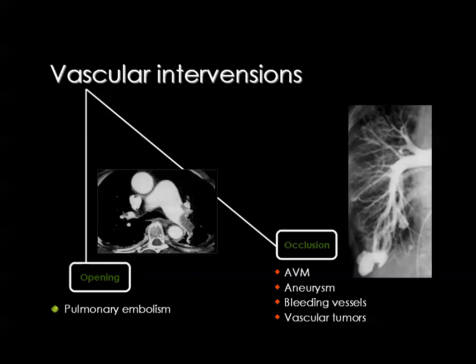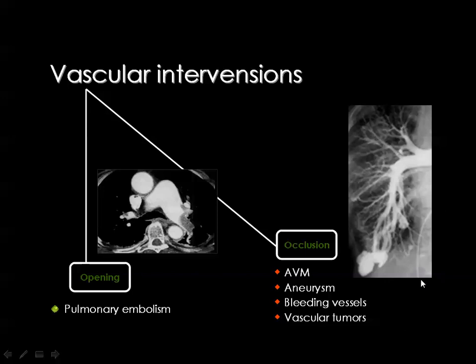Then we come to the vascular interventions, and there are two main goals for the vascular intervention. Number one is the opening of an occluded vessel, which is a technique commonly used for embolectomy of the major pulmonary emboli in the major pulmonary vessels. Actually, I don't know exactly if this technique is performed in my country or not, but I am sure that it is not performed by the radiologist, maybe performed by the cardiothoracic surgeons, for example.